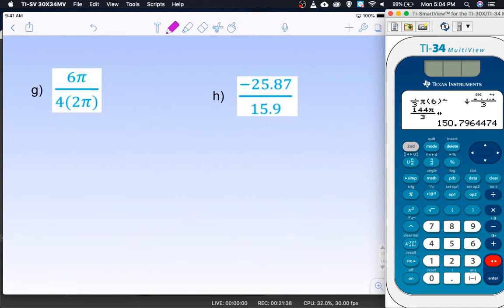Okay, letters G and H. Go ahead and pause the video. Try these two on your own. When you're ready to continue, hit play, and we will go through it together.